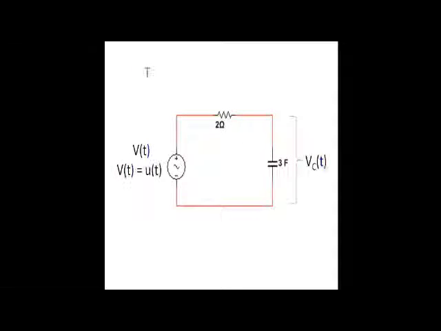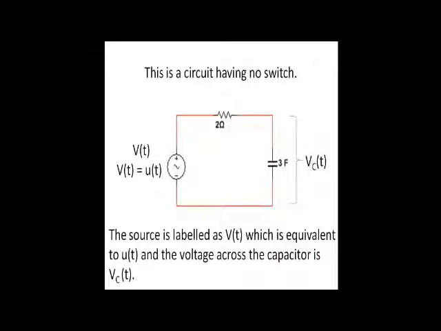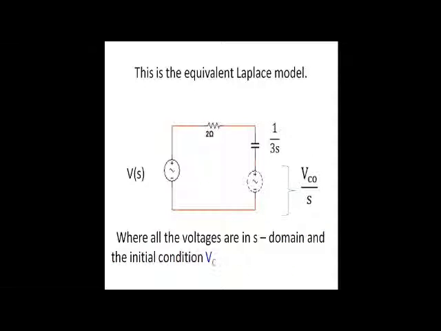For example, this is a circuit having no switch. The source is labeled as V of t, which is equivalent to U of t, and the voltage across the capacitor is Vc of t. This is the equivalent Laplace model, where all the voltages are in S-domain and the initial condition VCO is a broken line figure.